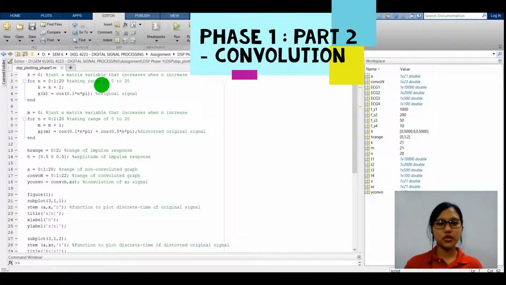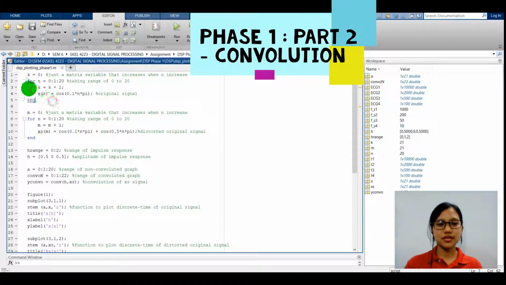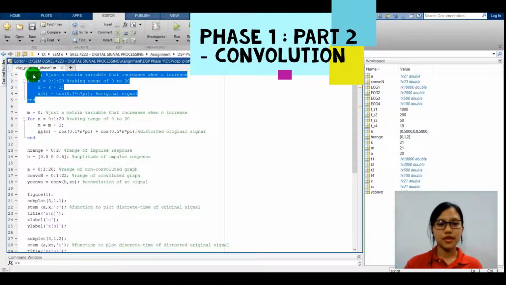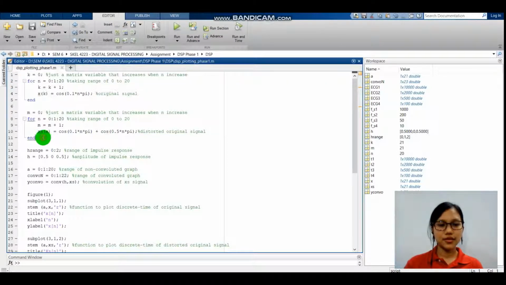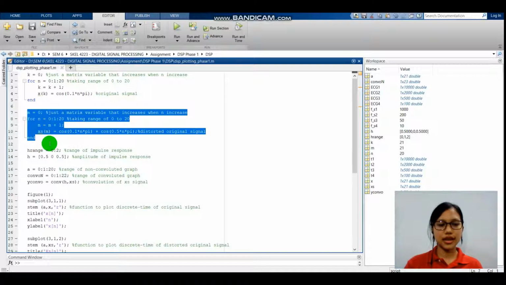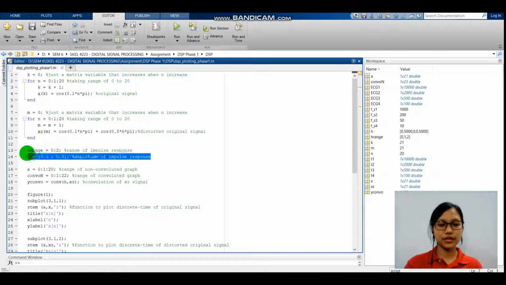As for part 2, convolution, here is the initialization for the original signal, x. Here is the distorted original signal, xs, and here is the filter.